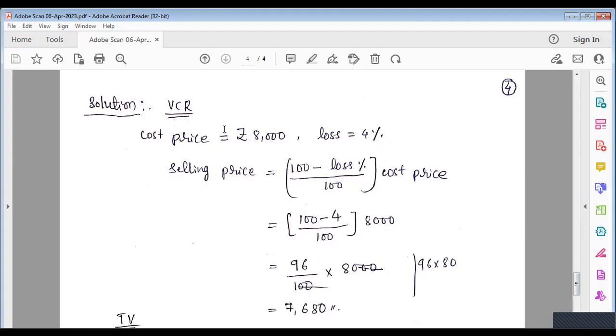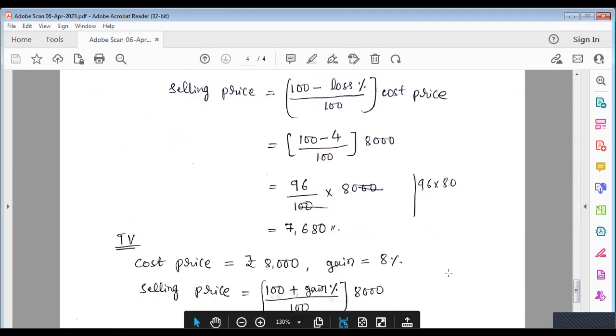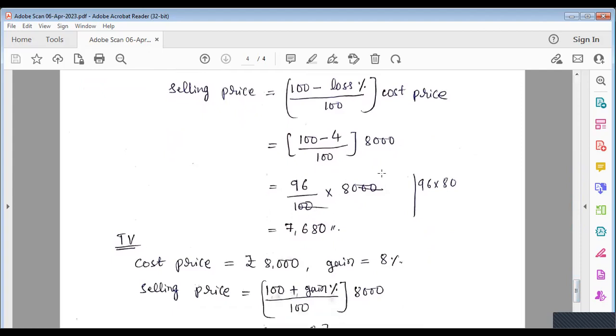So the cost price of this VCR is 8,000 as given, and loss is given as 4%. You have to calculate the selling price. So when it is a loss, here the minus sign comes. So selling price is equal to 100 minus loss percent divided by 100 into cost price. And this is equal to 100 minus loss. Loss percent is 4, divided by 100, into 8,000. And so 100 minus 4 is 96. 96 divided by 100 into 8,000.